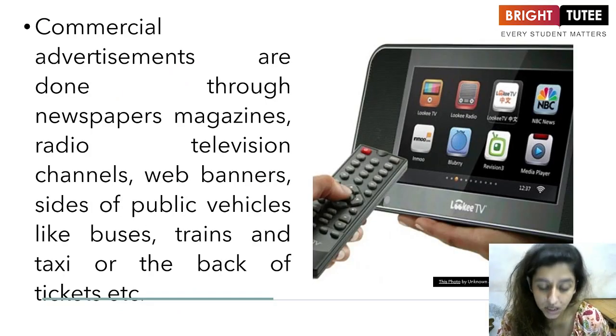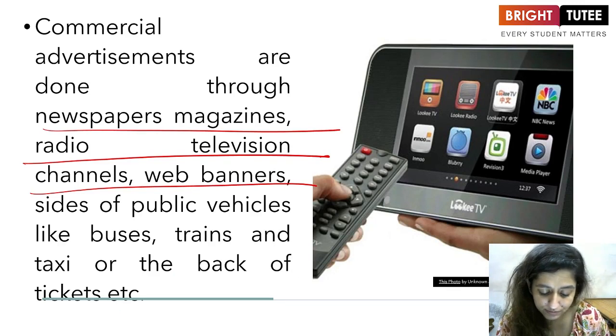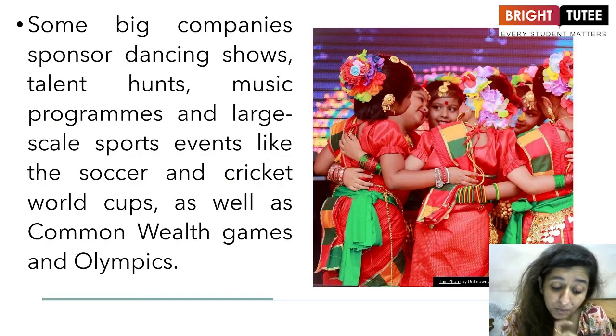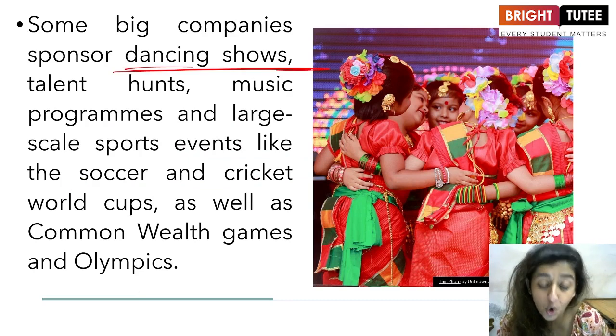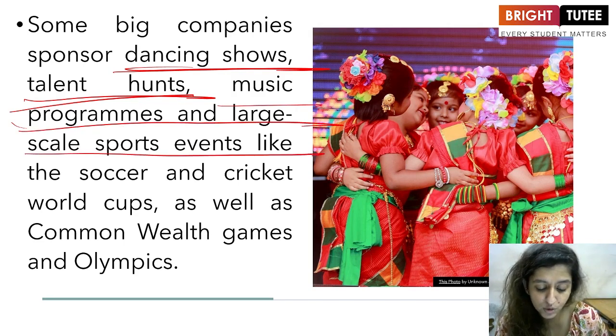Commercial advertisements are done through newspapers, magazines, radio, television channels, web banners, sides of public vehicles like buses, trains, taxis, tickets, etc. However, some big companies sponsor dancing shows. You must be knowing about such dancing and talent shows. You have a lot of singing shows that are sponsored by such companies which have certain commercial products. You have music programs. You have large-scale sports events like soccer as well as Commonwealth Games and Olympics. All of these are sponsored by companies just to advertise themselves, and hence become a part of commercial advertisement.